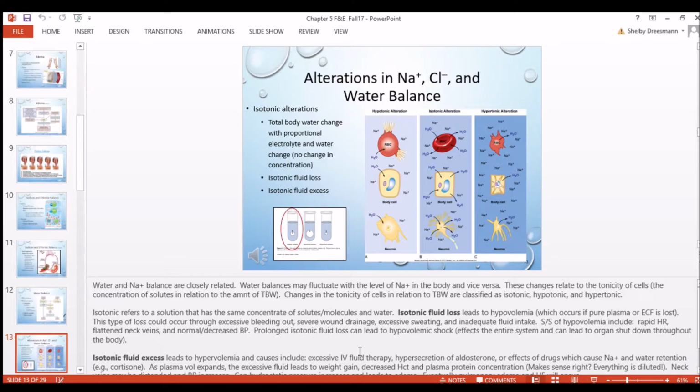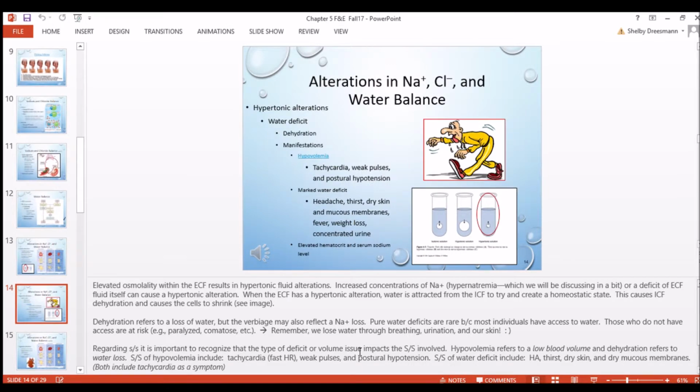Also, I want to note that dehydration and hypovolemia are different. I don't know why I just used the word dehydration, because they're different. Hypovolemia is when you don't have a lot of water, whereas dehydration is the loss of water. I'll further explain that in the next slide. Here we're going to talk about the difference between dehydration and hypovolemia. Dehydration can cause hypovolemia, but they're not the same thing.